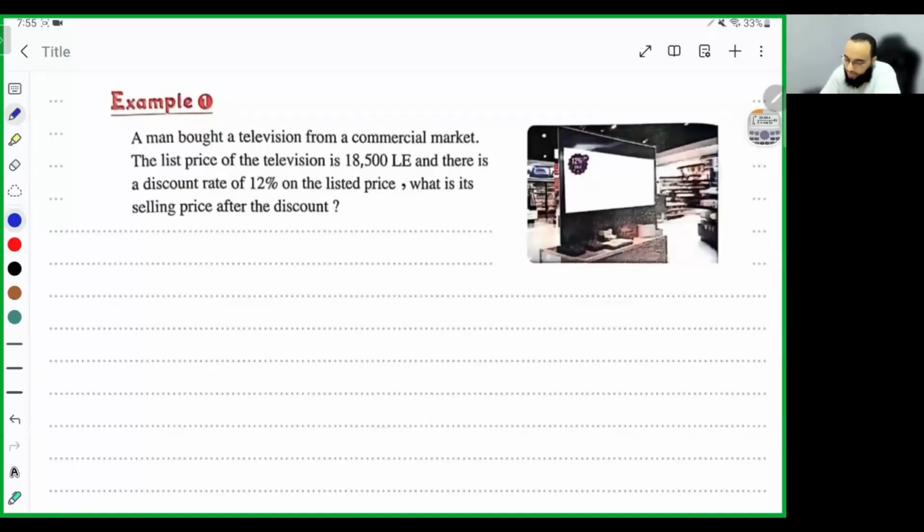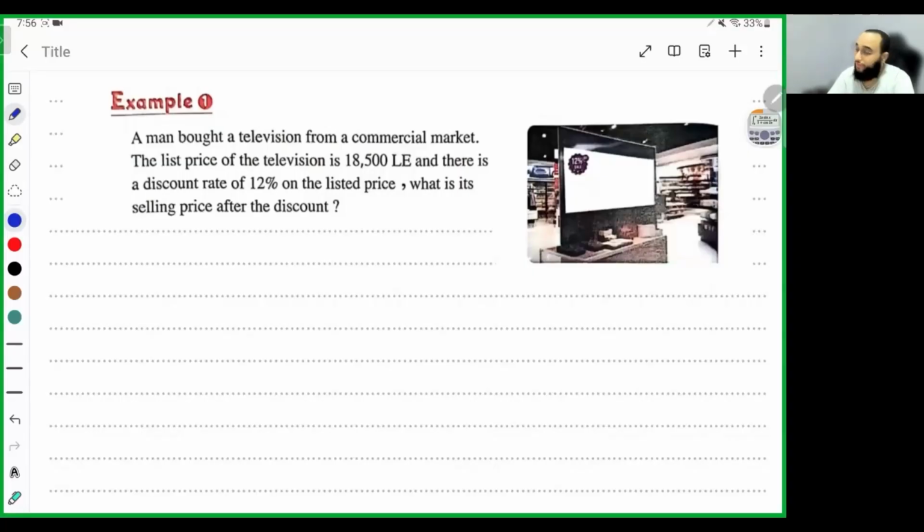A man bought a television from... So, right now, Salman, there are many ways to solve this question. But in this session, we are only going to talk about one way. We will solve the question by only one way. If you want to solve it another way, solve it. As for me, I'll solve it by only one way, the way that I'm explaining right now.